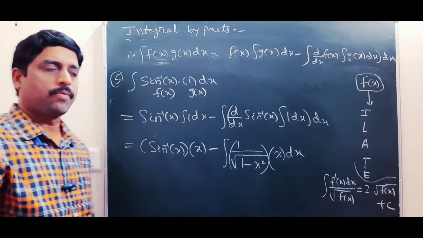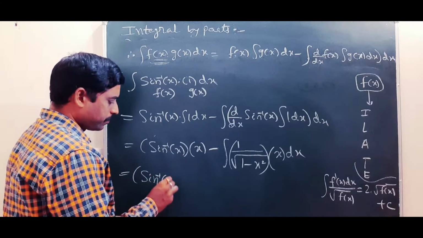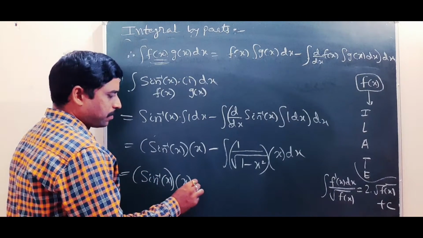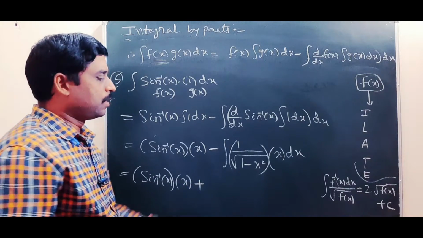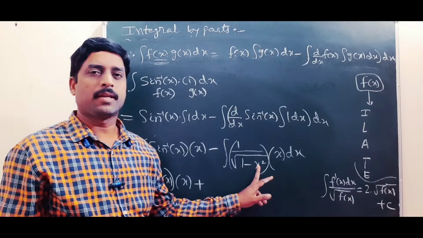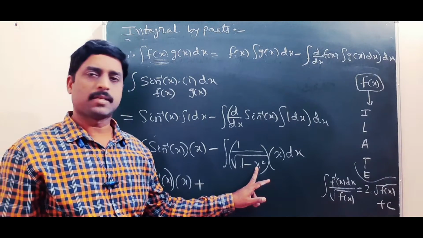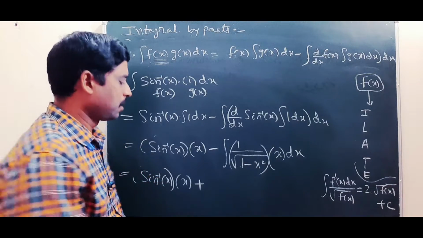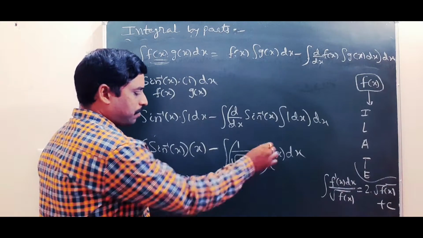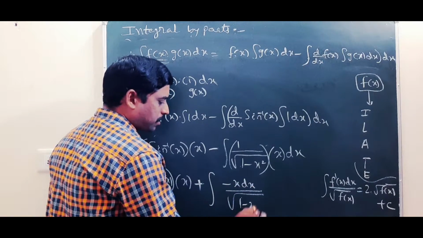2 into root f of x plus c. So sin inverse x into x, write this plus. Let us observe 1 minus x square. So differentiation of 1 minus x square is minus 2x. Differentiation of 1 is 0, differentiation of minus x square is minus 2x. Write plus of minus x dx by root under 1 minus x square.